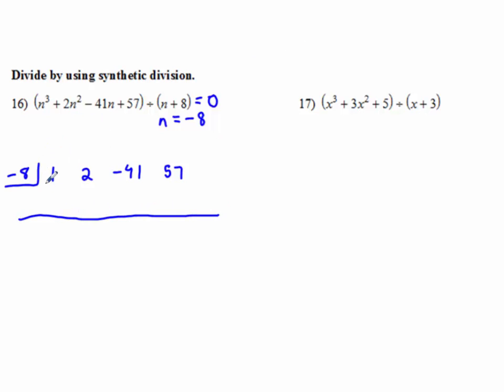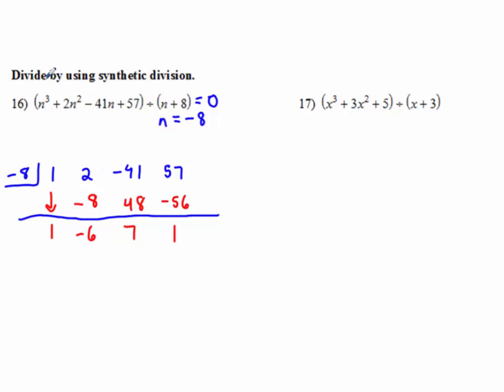And then we work this out. So we take the first number and we drop it. And then we multiply. And this goes in a pattern back and forth. So negative 8 times 1 is negative 8. Add 2 plus negative 8 is negative 6. Now we multiply. Negative 8 times negative 6 is 48. Then we add. Negative 41 plus 48 is 7. Negative 8 times 7 is negative 56. And 57 minus 56 is 1.